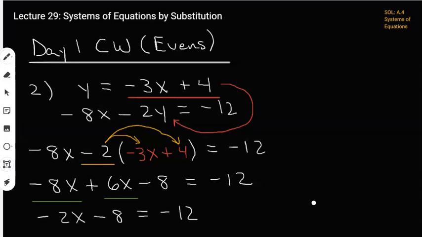The first thing I'm going to do is add 8, and then I'm going to divide by negative 2. So let's do that on the right side, since I'm running out of room over here. Okay, so I got negative 2x minus 8 is equal to negative 12.